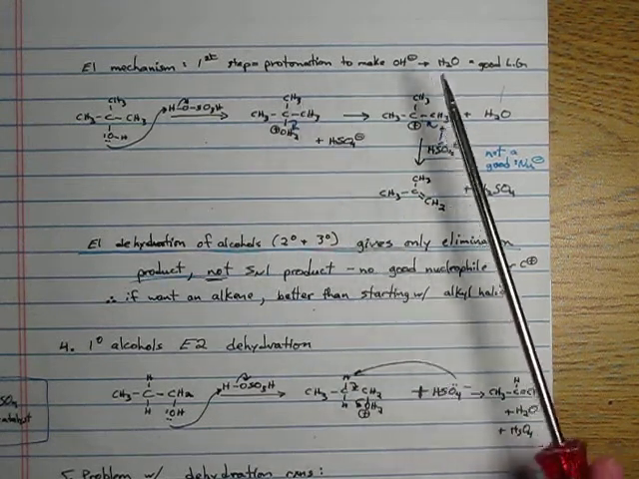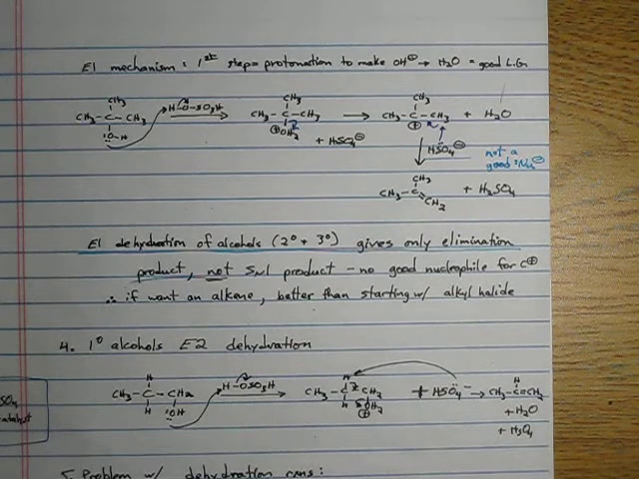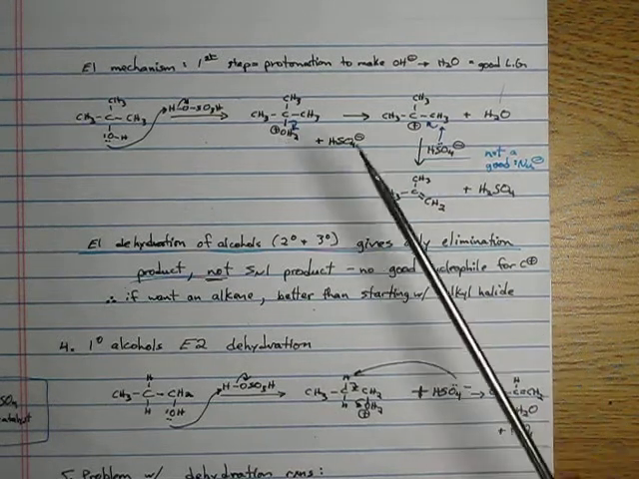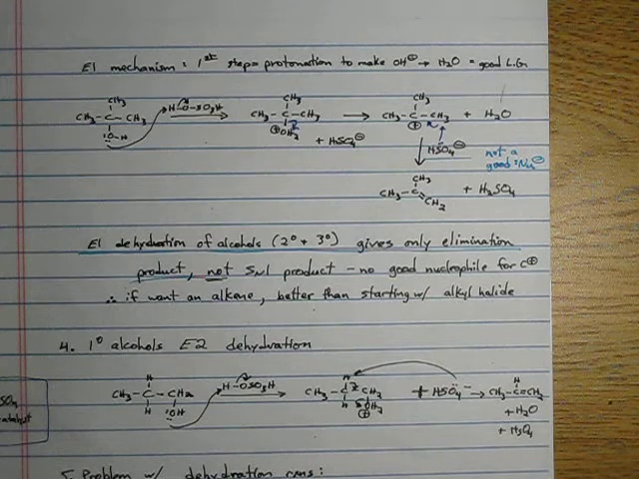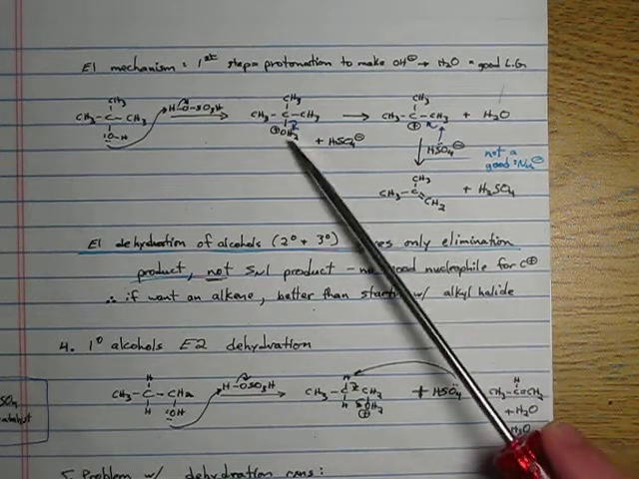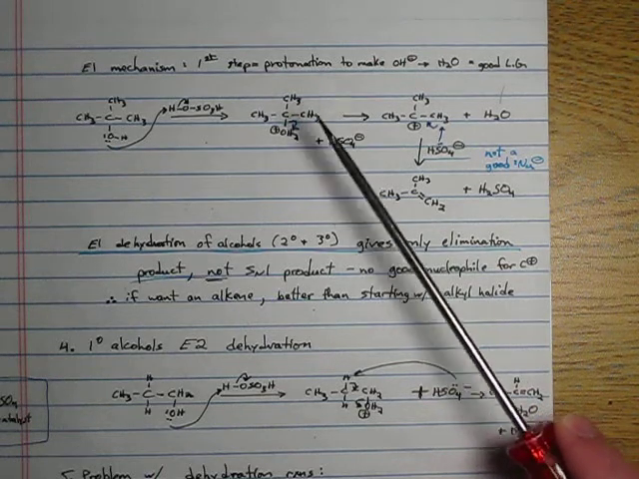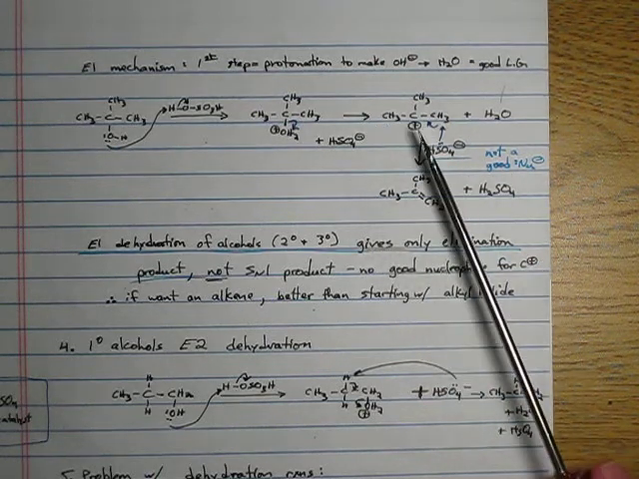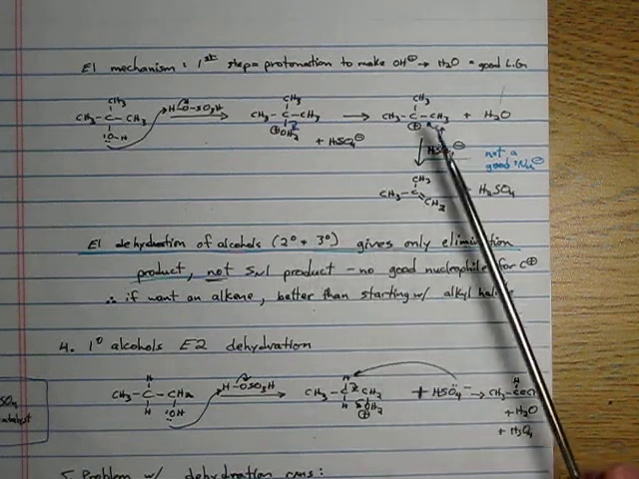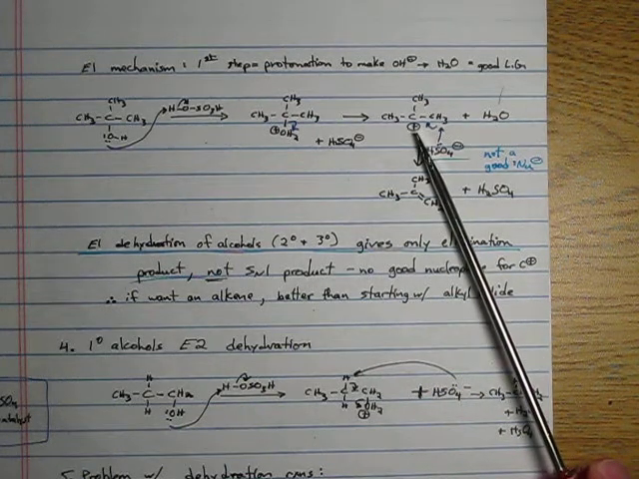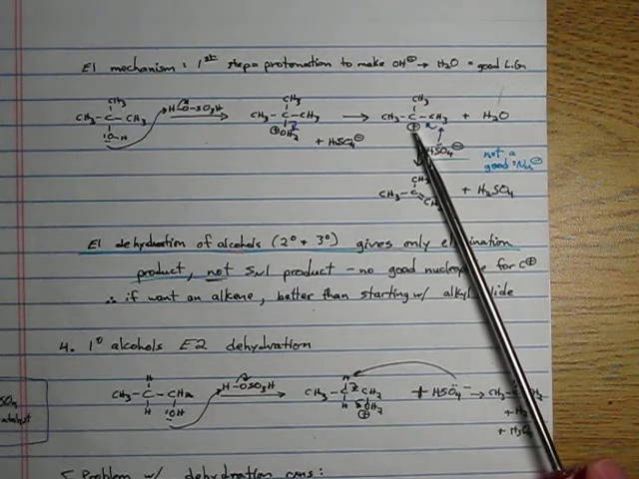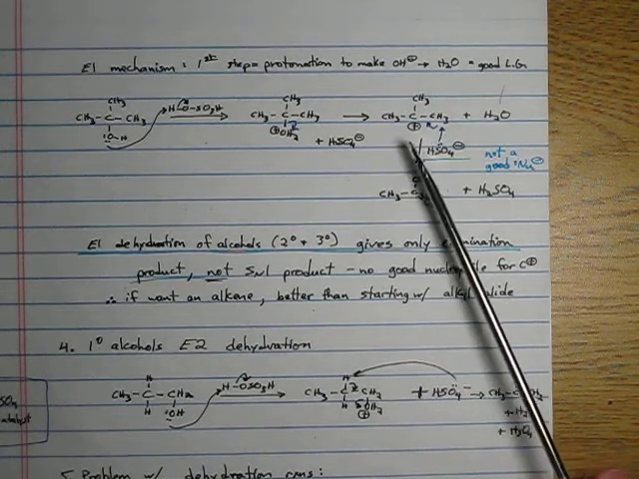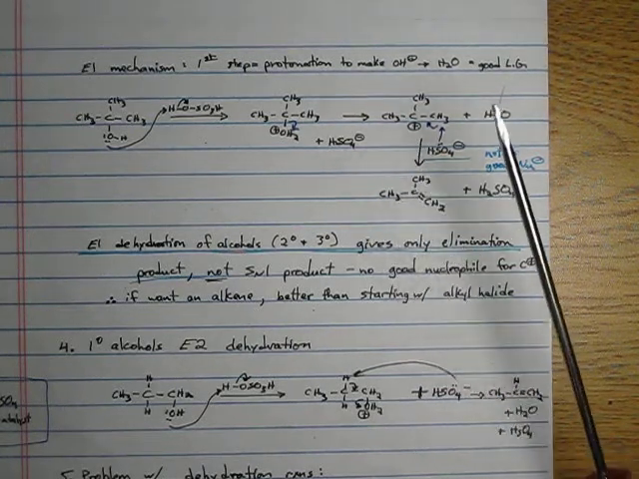But this is an E1 mechanism, and now we go right back to E1. We now have a good leaving group. And what's the first step of the E1 mechanism? That's right, leaving group leaves. So once you've made this good leaving group, it just takes off and leaves to give us a carbocation. And now we have a carbocation. Remember, with our E1 mechanism, a base must come in and snag a beta hydrogen.